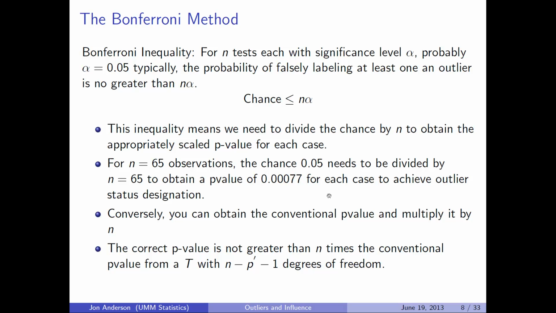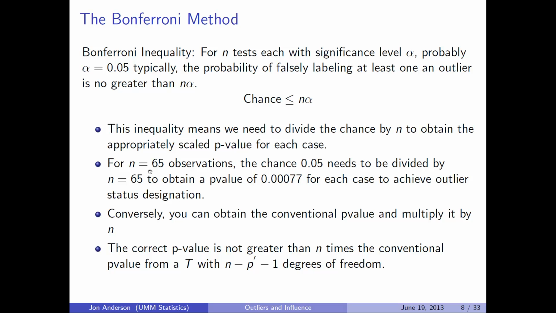What we know is that the chance of falsely labeling at least one case an outlier is less than or equal to n times alpha, where alpha is the usual 0.05 probability cutoff for doubting the null hypothesis. And that means that if this probability is less than or equal to n alpha, and we want the entire probability to be something like alpha, we need to divide this chance by n, and that means we would need to have a much more stringent p-value cutoff for judging something to be an outlier.